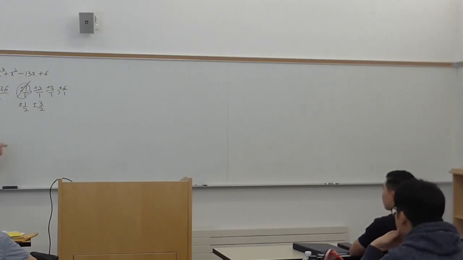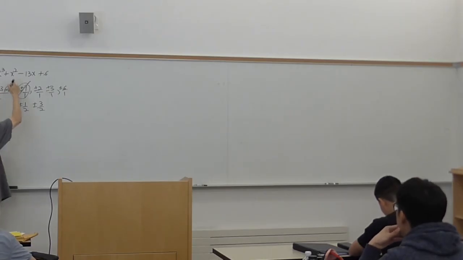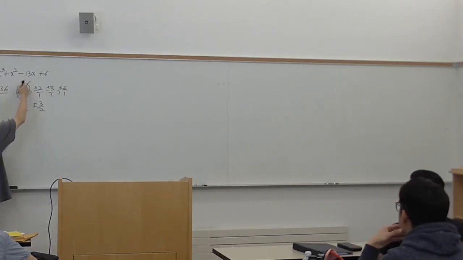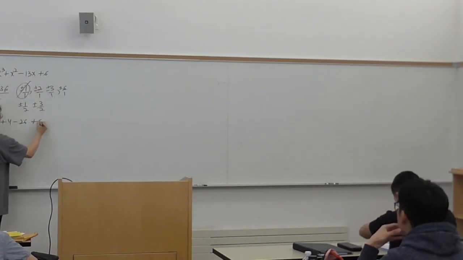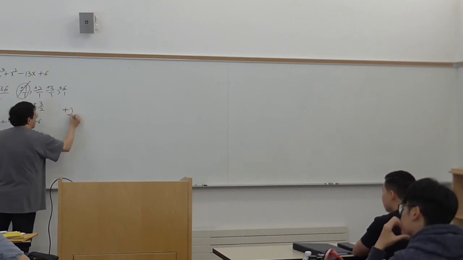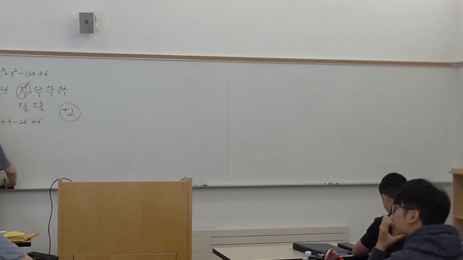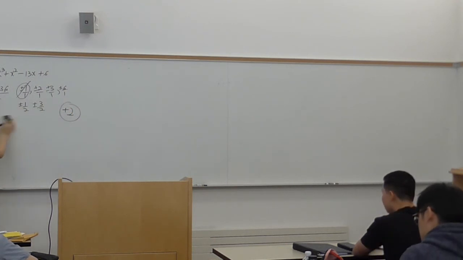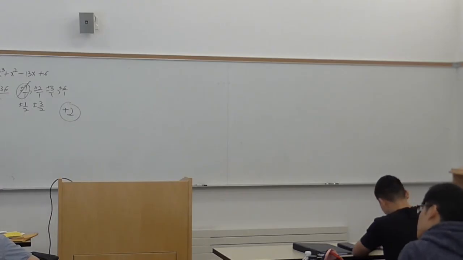Okay, let's keep going. Let's try 2. So 2 cubed is 8, times 2 is 16. I have to write this down. Plus 4. Minus 26 plus 6. 20 plus 6 minus 26. Oh, look at that. Plus 2. It's going to work. So plus 2 is a root.